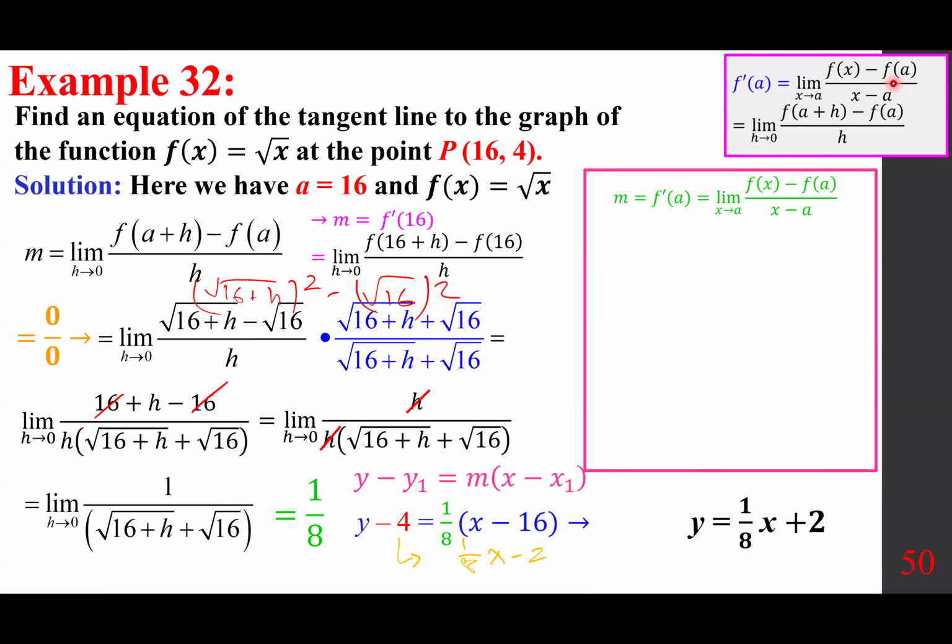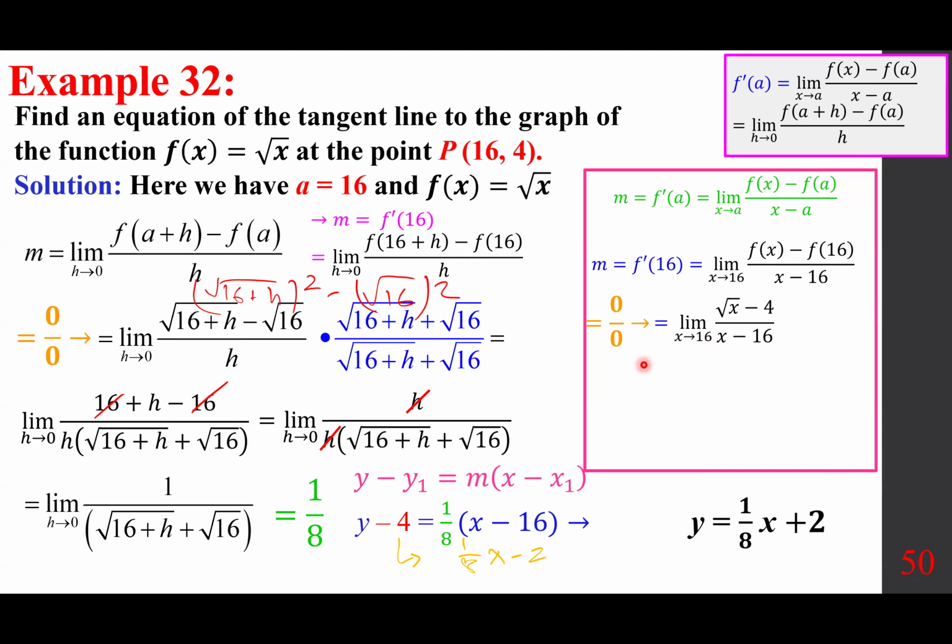However, I want to find the slope using this formula just for practice. So you're exposed to both of them. So m equals f prime of 16. The limit of f of x minus f of 16 over x minus 16 as x approaches 16. Plug in, you get 0 over 0. f of x is square root of x, minus f of 16, which is 4, and the bottom is x minus 16. As x approaches 16, if you plug in, you get 0 over 0.